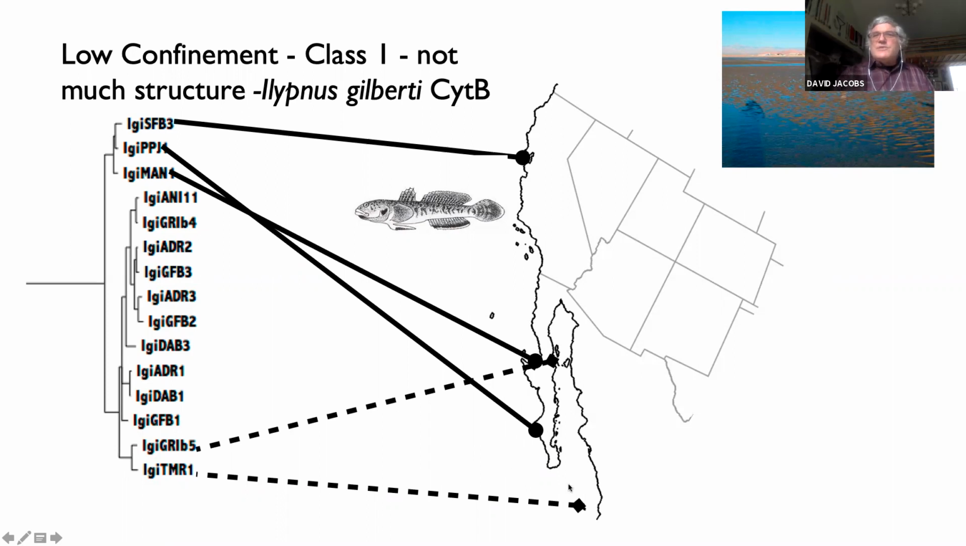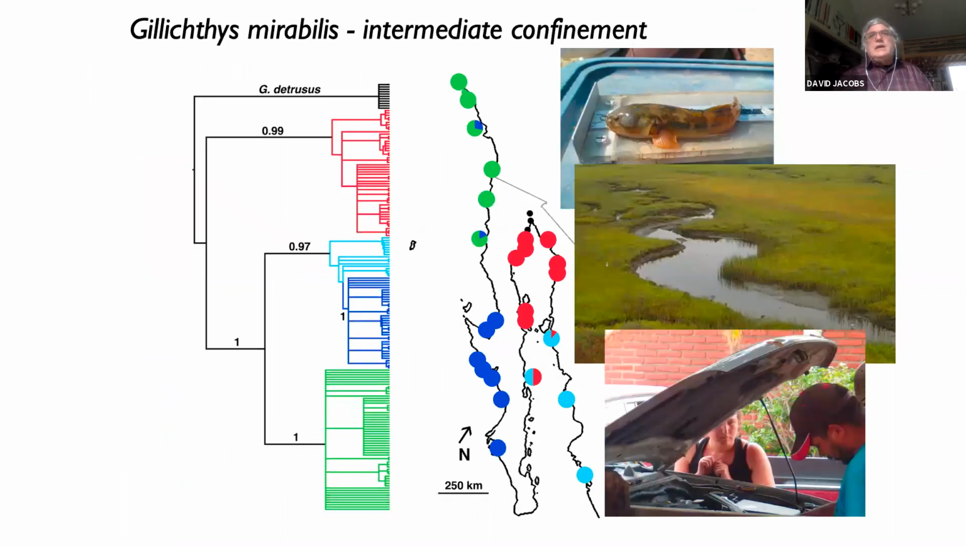Maybe there's some subtle differences between the Gulf and the outer coast, but you don't have differentiation even over many hundreds of kilometers in open settings. Here's a taxon of considerable interest to various parties. We already talked about Galictes detrusis.